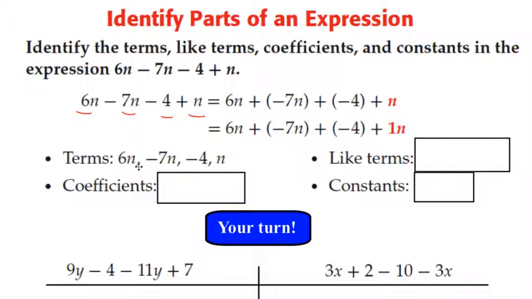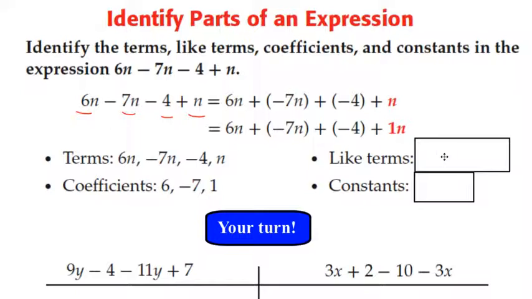Now keep in mind, the sign that's in front of the number goes with the term. Okay, so this minus 7n, the minus goes with it. It's not just 7n. So the coefficients, what are the coefficients? Now there's one tricky one here. The coefficients are the numbers in front of the variables, so 6, negative 7, and 1. Okay, this one is 1 for a coefficient.